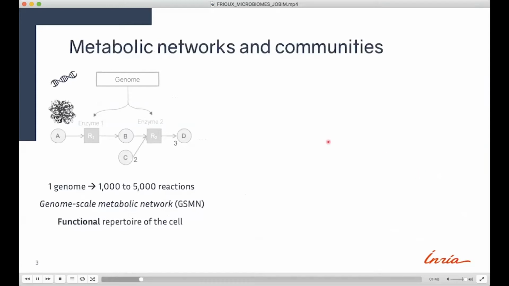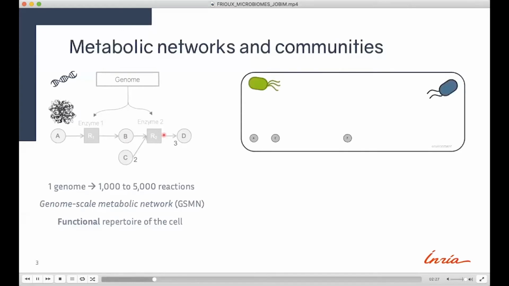A metabolic network is a set of metabolic reactions, like this one here, transforming a substrate A into a product B. Metabolic reactions are catalyzed by enzymes, here. And at genome scale, a metabolic network actually contains all reactions associated to any enzyme found in the genomic sequences. Usually, that makes a set of 1,000 to 5,000 reactions. All these reactions are the functional repertoire of the cell. What could an organism do?